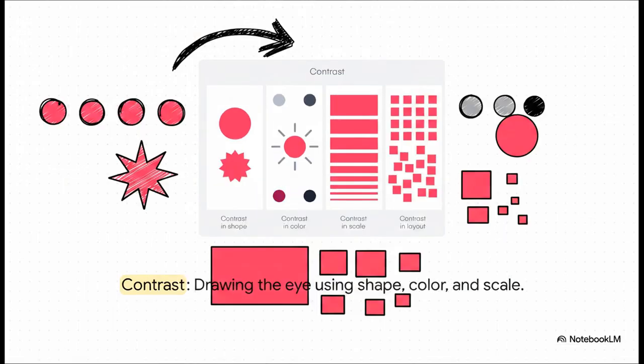Next is contrast. This is how you draw the eye exactly where you want it to go. You can do this in a few ways. Look at the visual pacing here. Your eye naturally jumps straight to the jagged shape hiding among the smooth circles. In the second panel, that vibrant red circle instantly pops out from the dark ones. And in the third, the massive scale of the top boxes demands your attention first. Bottom line, contrast creates emphasis.